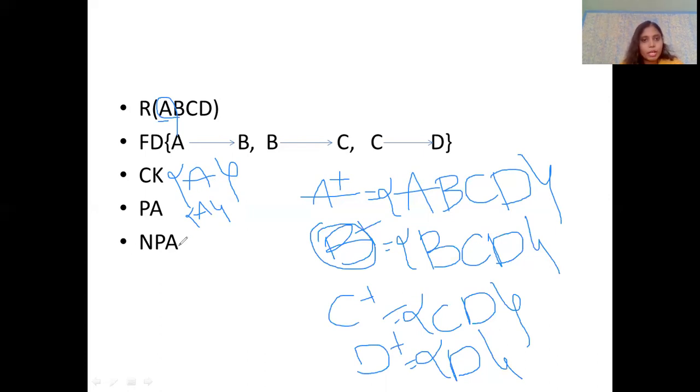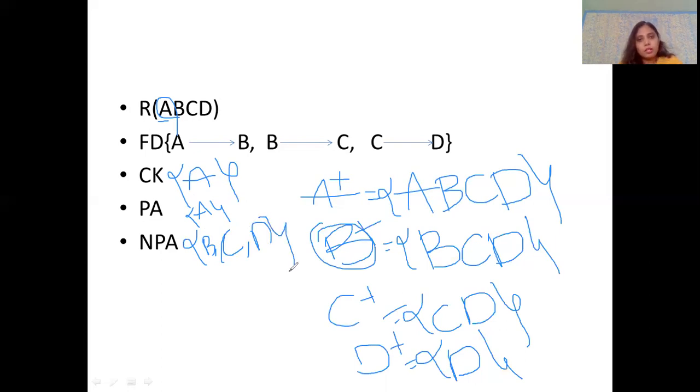Next, I have to find the non-prime attributes. The definition of non-prime attributes is the attributes that do not help to form the candidate key. Here, only A is helping to form the candidate key. So the remaining attributes will not help to form the candidate key. What are the remaining attributes? B, C, D. These three attributes are not helping to form the candidate key, so they will be my non-prime attributes. These are the three attributes in the non-prime attributes list.